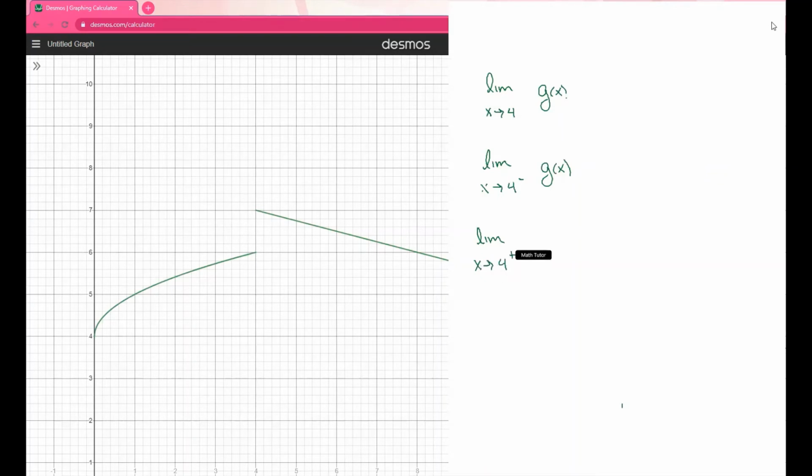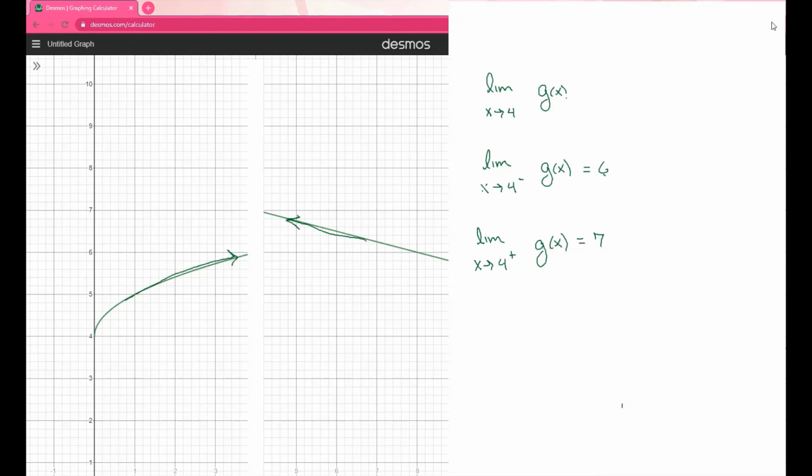So going from the left, from the negative sign, I'm coming this way. As I follow my function, what does it look like I should end at? Again, I'm going to use something to cover up g of 4, just so this way I'm taking a guess and I'm not looking at the actual value. Here, it looks like I'm approaching 6. And now I'm going to do the same thing from the right. As I approach 4 from the right side, what does it look like g of x is approaching? Here, it looks like I'm approaching 7.